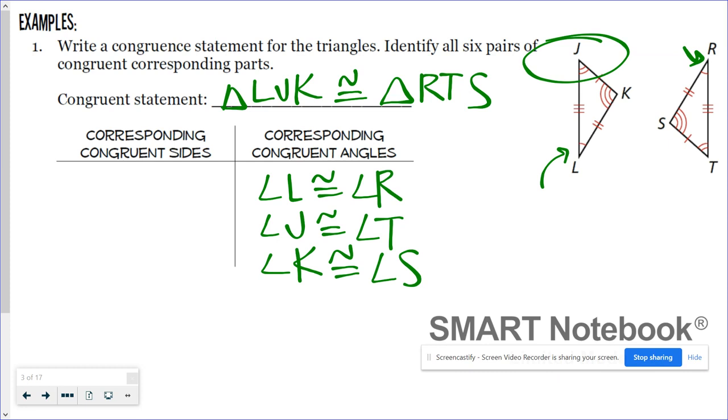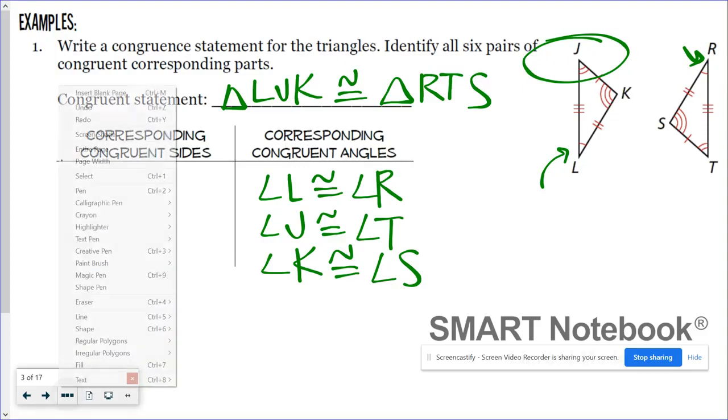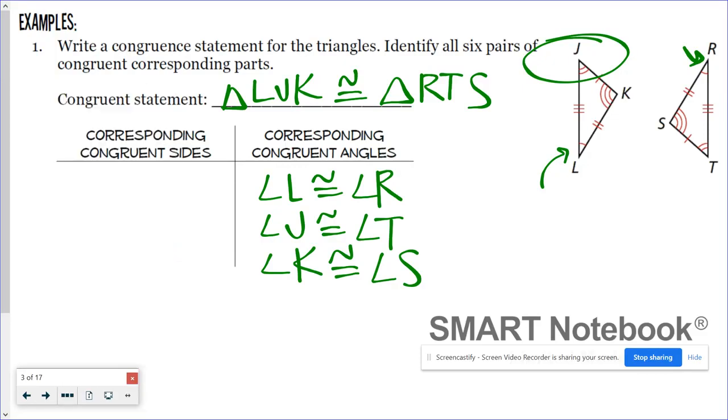So I did 2 things here. I wrote my congruent statement. I also identified my corresponding congruent angles. What about corresponding congruent sides? I can just pay attention to the ordering of my letters once again. So like LJ, RT, those would be corresponding and thus congruent sides.